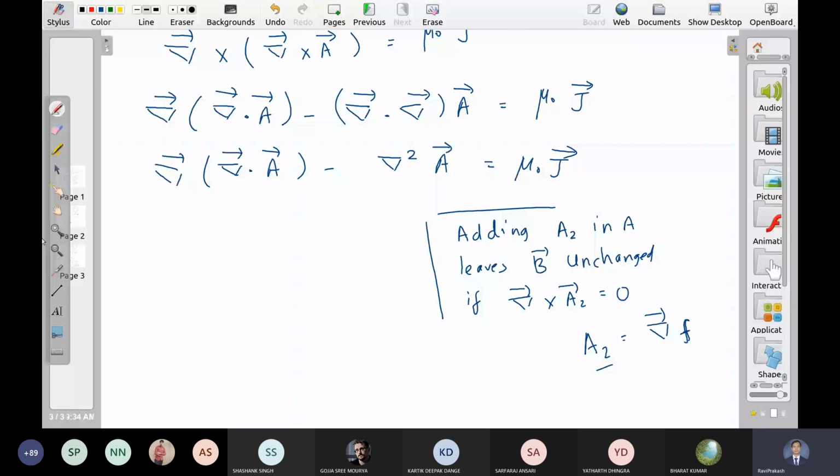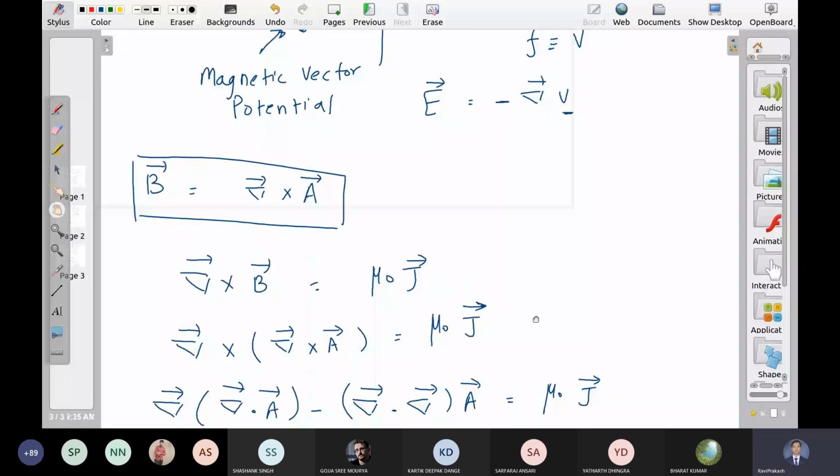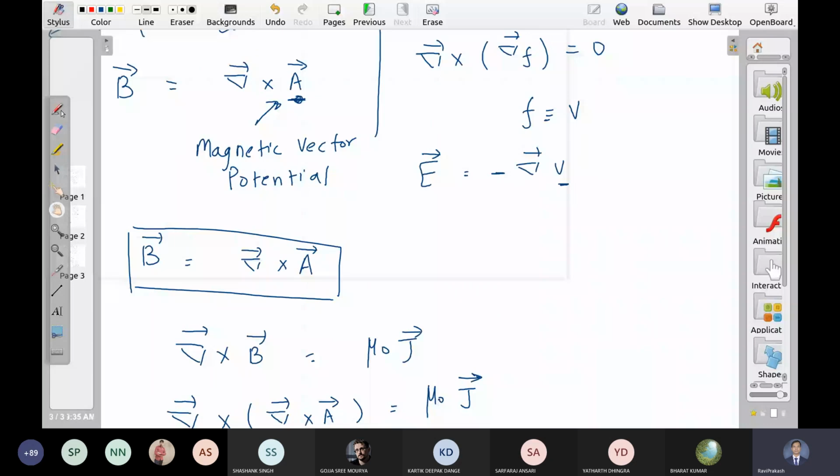So this vector B can be given from many vector potentials A1, A2, A3, and they all differ by some gradient of some function f. Okay. So this much is the flexibility in the vector potential. You can change the vector potential this much and still there is no effect on B.